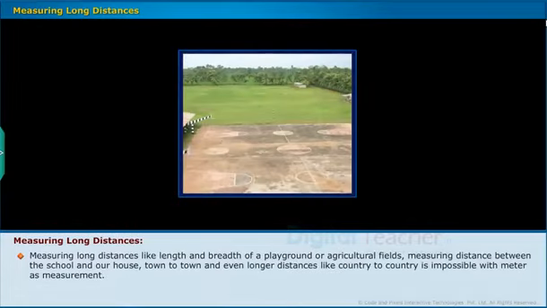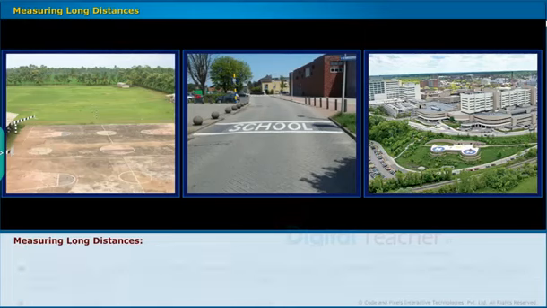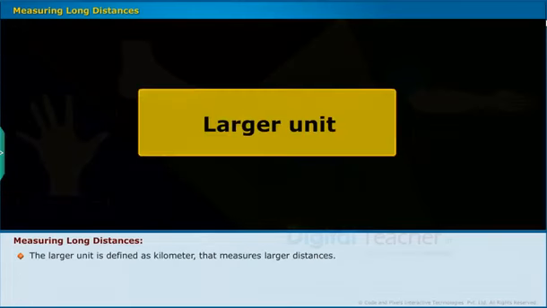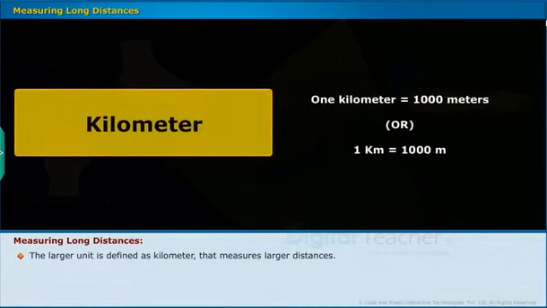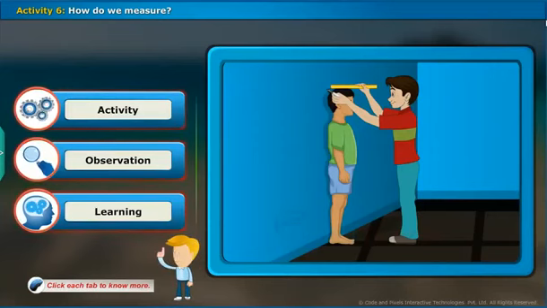Measuring long distances like length and breadth of a playground or agricultural fields, measuring distance between the school and our house, town to town, and even longer distances like country to country is impossible with meter as measurement. Hence, a larger unit is required to measure large distances. The larger unit is defined as kilometer, that measures larger distances. Now, let us perform an activity to know how to measure. Click each tab to know more.